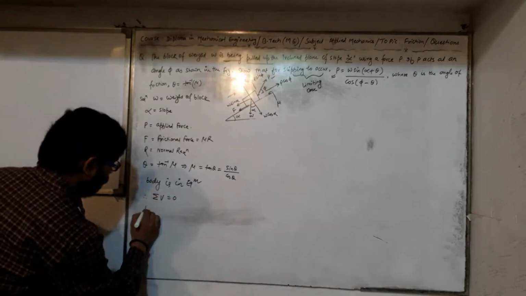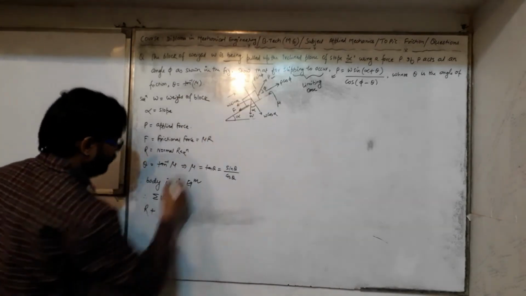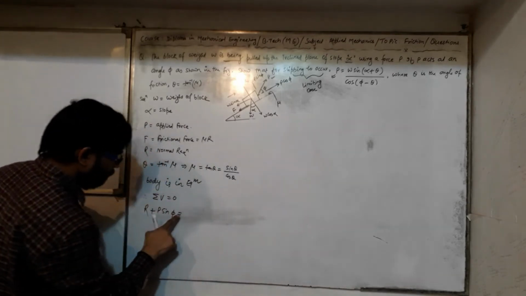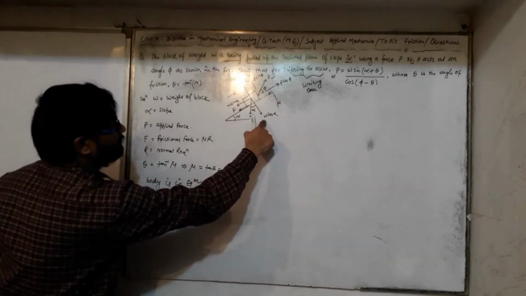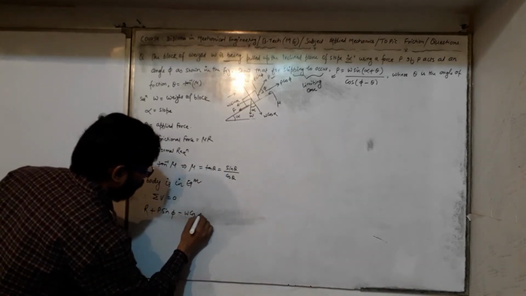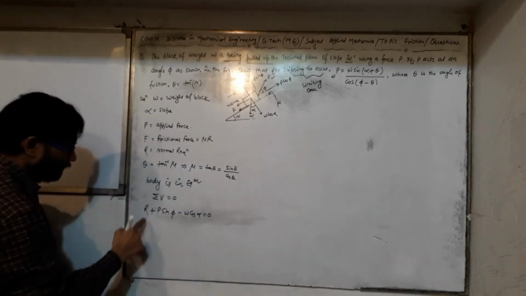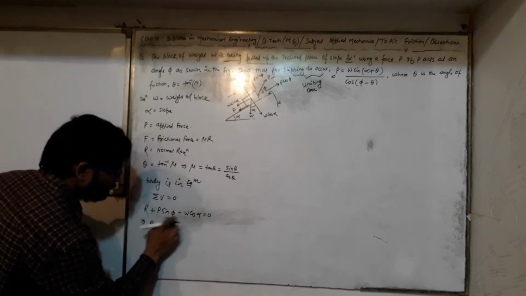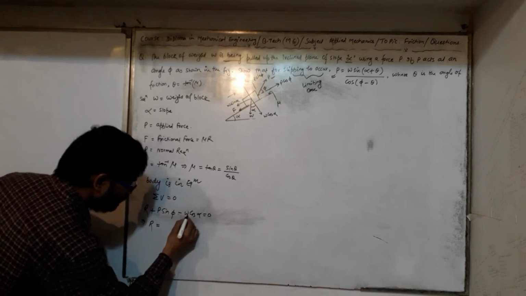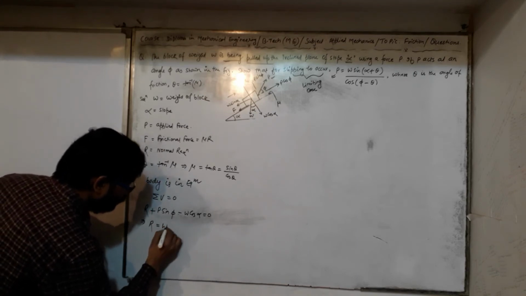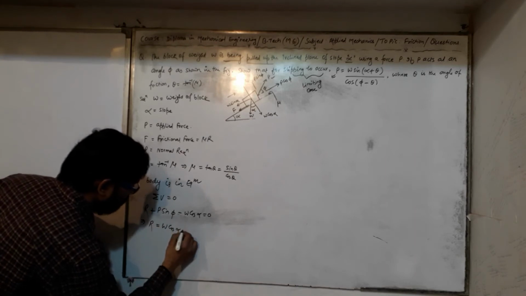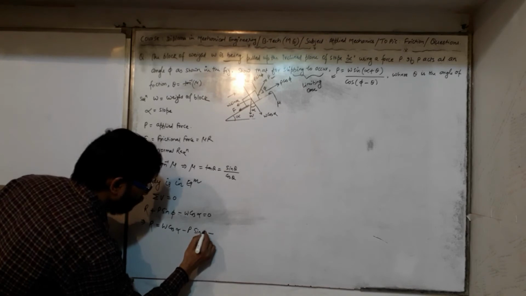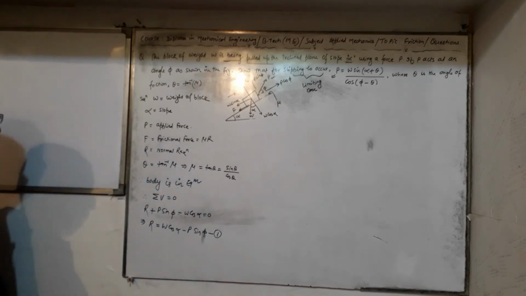So R plus P sin phi minus W cos alpha equals 0. So we can take R as W cos alpha minus P sin phi. If I am transposing these two terms to the right hand side, then this becomes plus and this becomes minus. Let us say it is equation 1.